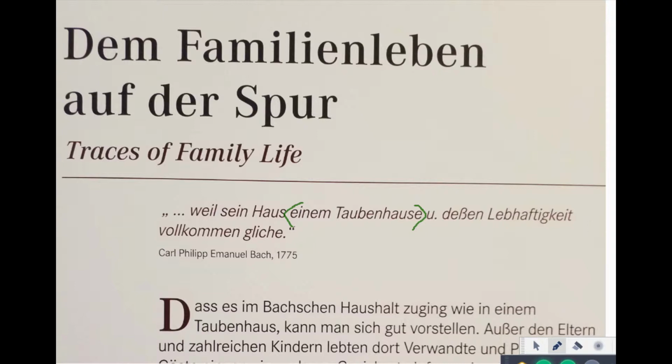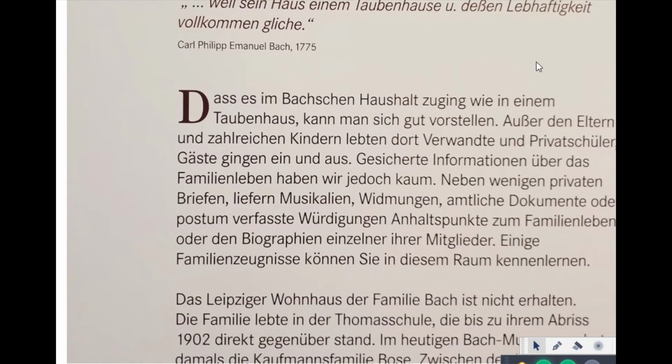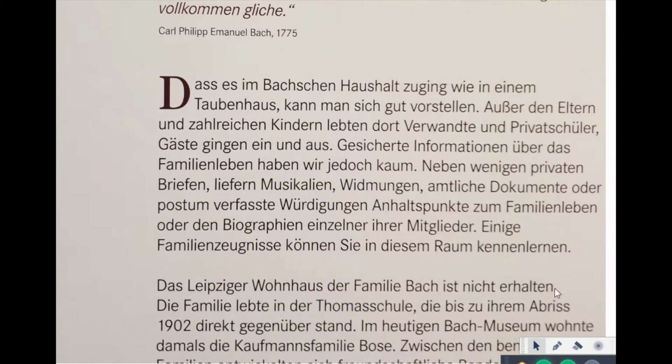Okay, let me just scoot down here a bit. Okay, here's the text we're going to read from Dass right down to Kennenlernen. Okay, you all set, Chad? I'm good. Good. Here we go. Dass es im Bachschen Haushalt zuging wie in einem Taubenhaus. Everybody? Dass es im Bachschen Haushalt zuging wie in einem Taubenhaus, kann man sich gut vorstellen.